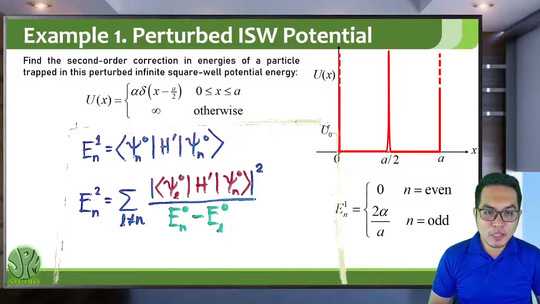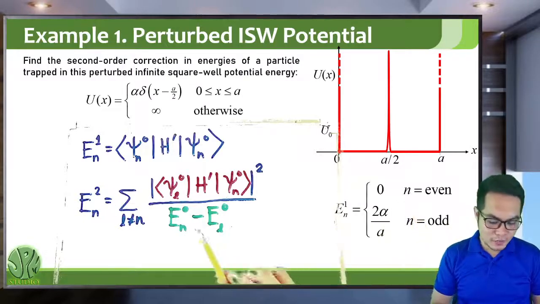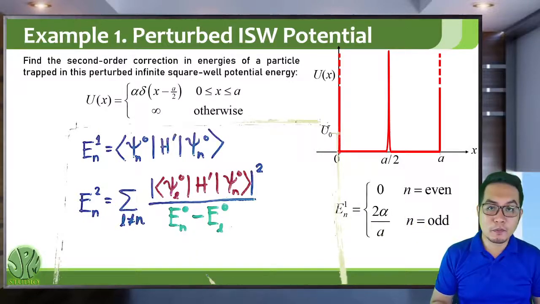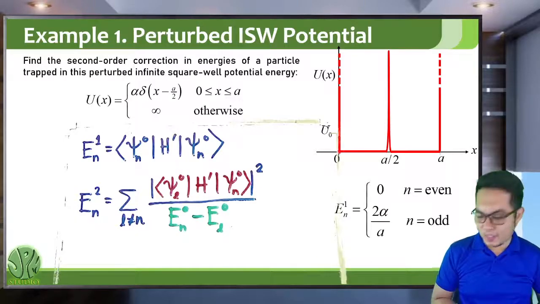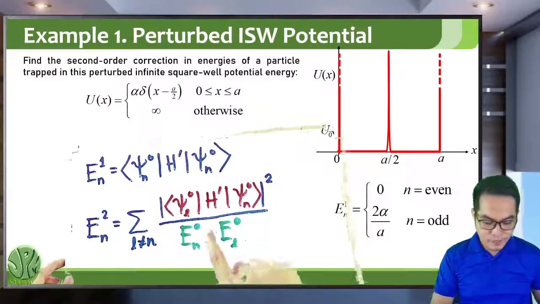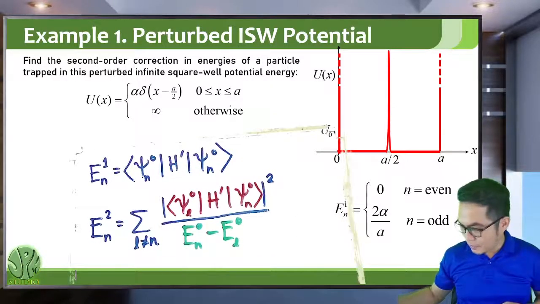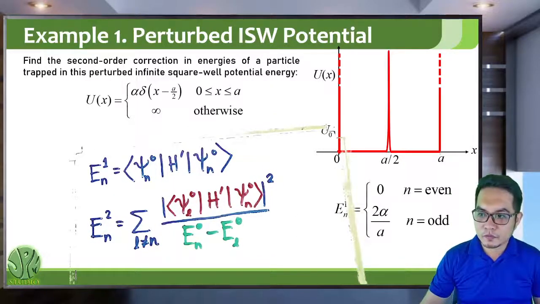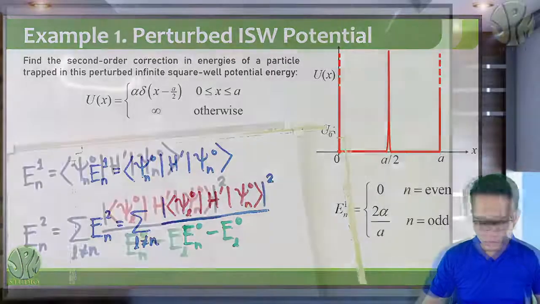Now take note, this is an infinite square well potential, meaning your psi n's have the form square root of 2 over a sine n pi x over a, and your En's, the energies, are n squared pi squared h bar squared over 2ma squared. Okay, let's first solve for the expectation value of the Hamiltonian. Sorry, the perturbation Hamiltonian.